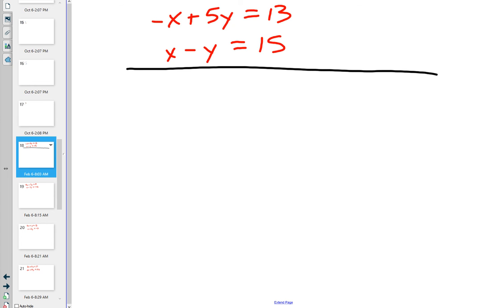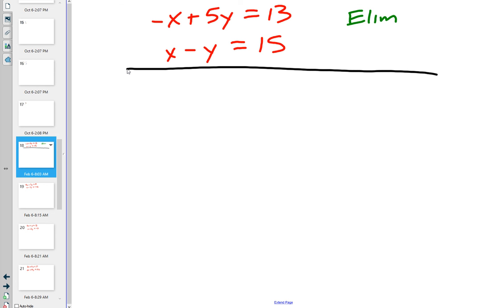What would be the best method for this system? Yeah, why elimination? Because both equations are in standard form. And not only are both equations in standard form, I also have matching coefficients. Which variable, either x or y, already has the same number in front?